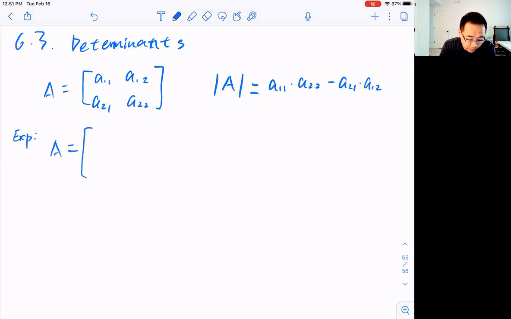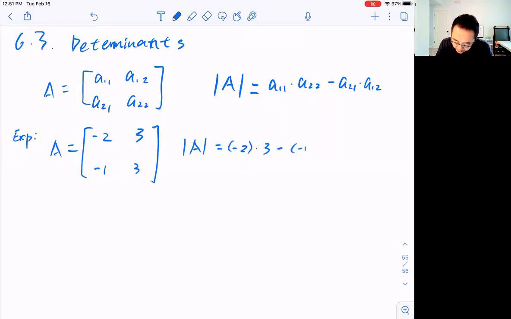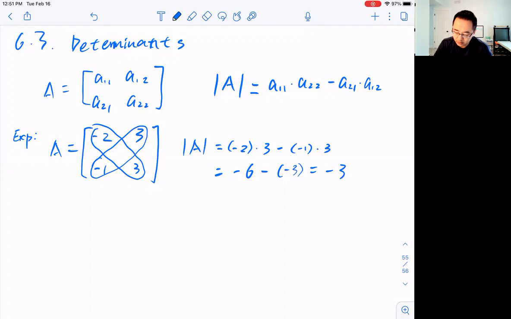So if we have a matrix that is -2, 3, -1, and 3, then its determinant would be -2 times 3, minus -1 times 3, because we multiplied in this direction first, then subtracted the product in this direction on the diagonals. So this equals -6 minus -3, which is +3, so -6 plus 3 gives you -3. That's the determinant of this matrix.